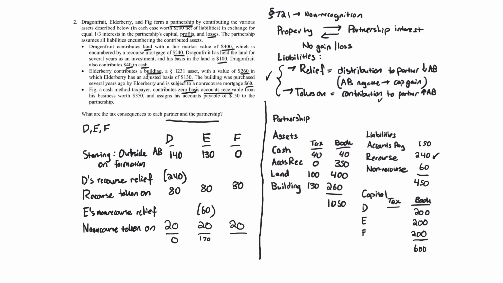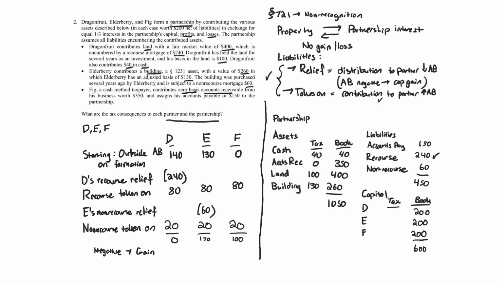And for F, we're going to get 130. Yeah, 170. And for F, we're going to get 100. If any of these numbers are negative, we have a gain for the amount, because we have to make the basis equal 0. We can't have negative basis.